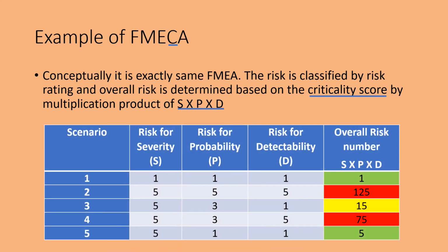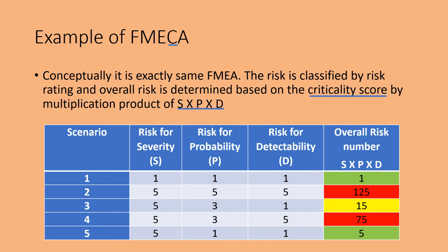Let us see this example. The same previous example, the example in the previous slide. The same 5 scenarios are here, and here you have given a scoring between 1 and 5, 1 being the least or low risk and 5 being the highest risk. So if you see the first one, the risk for severity is low, risk for probability is low, risk for detectability is low. So all are 1. So 1 into 1 into 1 is 1.